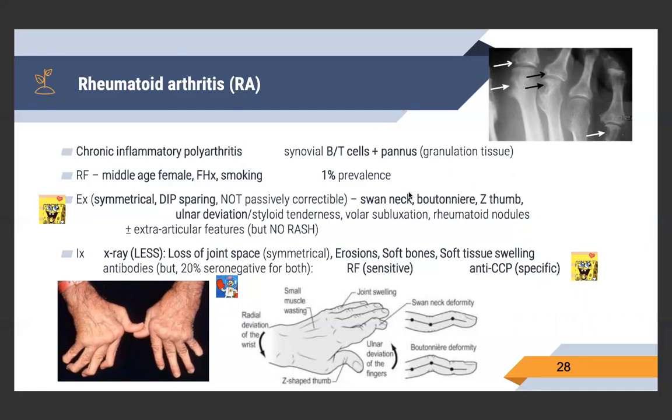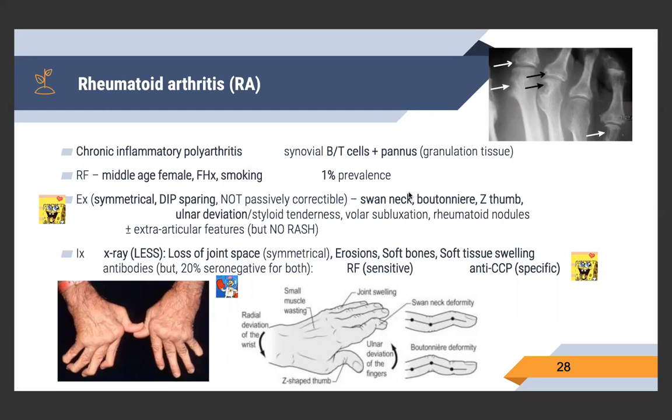Where the money's at, again, is the examination findings. You get a symmetrical arthritis, often sparing the distal interphalangeal joints, and it's not passively correctable. You can't move it and correct it. Swan neck, boutonniere, Z thumb, ulnar deviation, volar subluxation, rheumatoid nodules. Just memorize this list. Know what those are, and be able to reel that off in an exam. You can get extra-articular features, but the important learning point is you don't get a rash in RA.